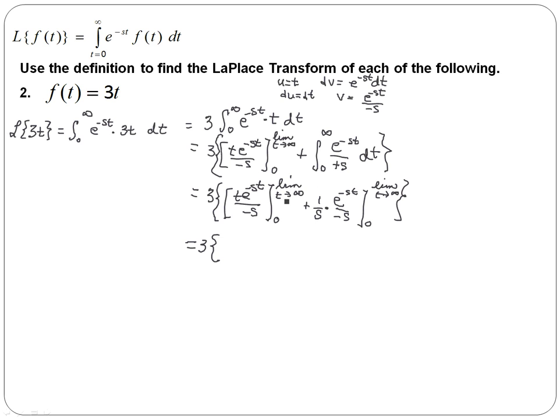So let's look as t goes to infinity. We talked about e to the negative st. If we limit s to being positive, then e to the negative st at infinity will go to 0. And this exponential function goes to 0 faster than this t goes to infinity. And so this whole part at infinity becomes 0. You get 0 divided by negative s, or 0.